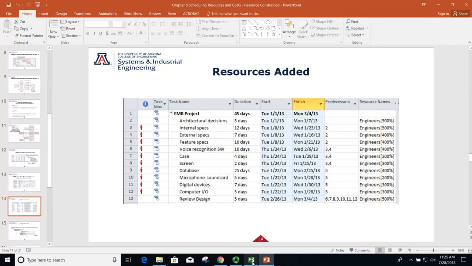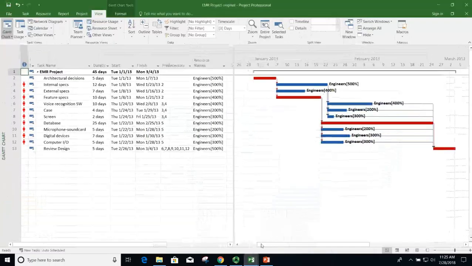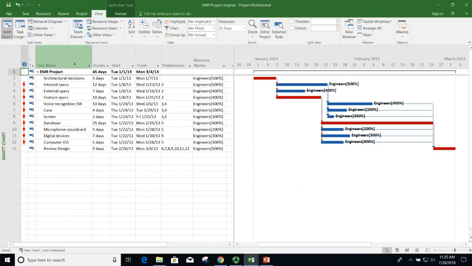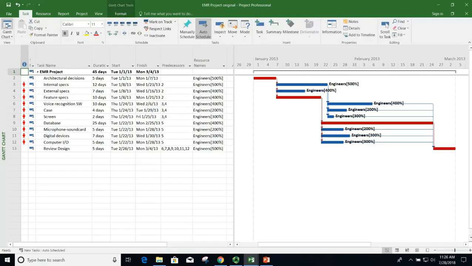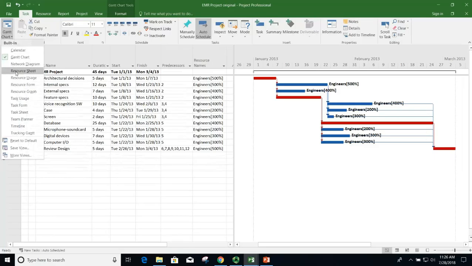So in project, here's the original. I programmed it into project, EMR project, 45 days. I assigned the heads here, and I assigned the heads over here, and over here you can see they're over allocated. Remember, I had to go to the resource sheet to do that. So let's go to the resource. I got to go to task over here, task, and then resource sheet.